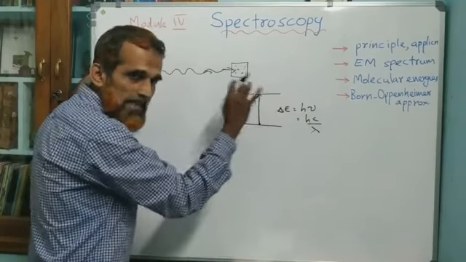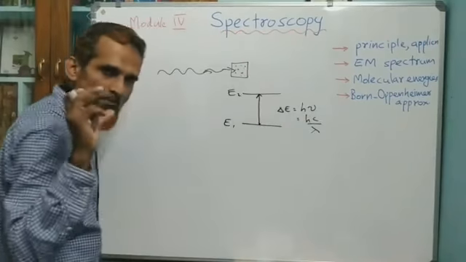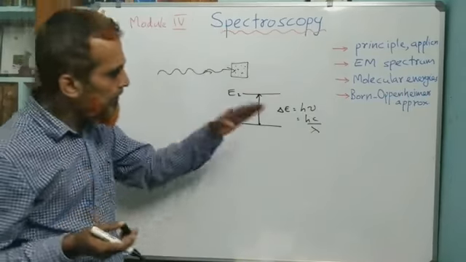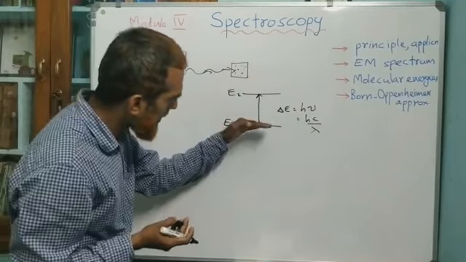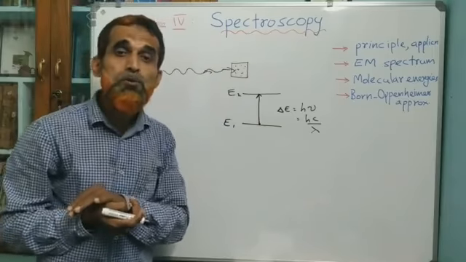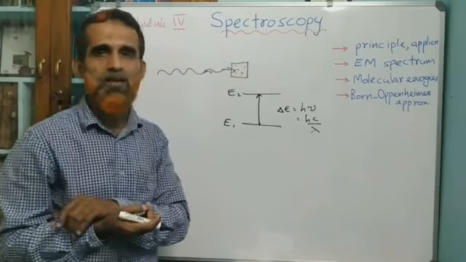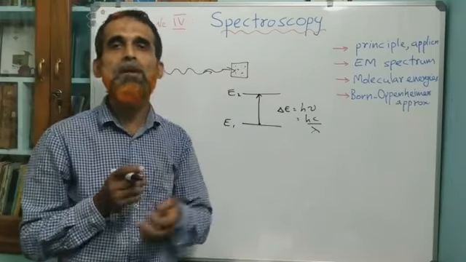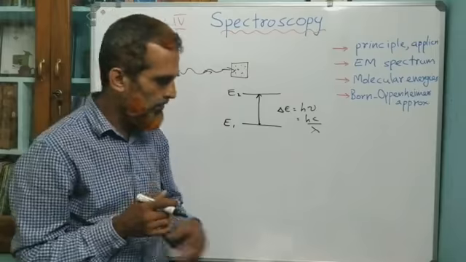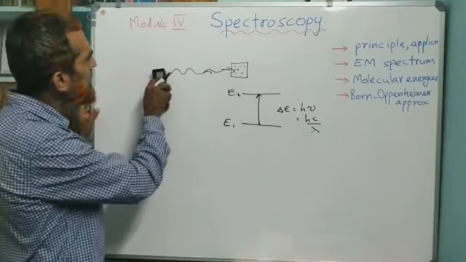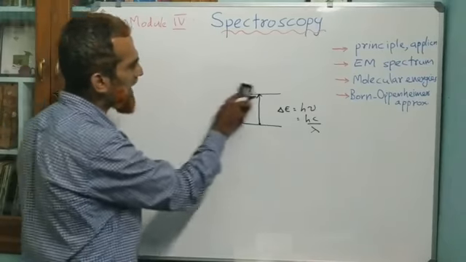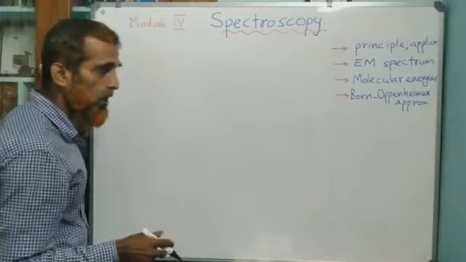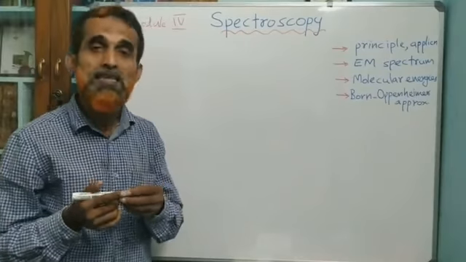Since delta E is quantized, that means this energy gap is a fixed value, then frequency or wavelength also will be fixed. So during molecular transition from a lower level to a higher level, it will absorb only a certain wavelength or frequency that will be characteristic of the molecule. So this gives a wealth of information about the structure of the molecule. Now in the case of molecular spectroscopy, it is interesting that a molecule can give different types of spectroscopy because a molecule possesses different types of energy.